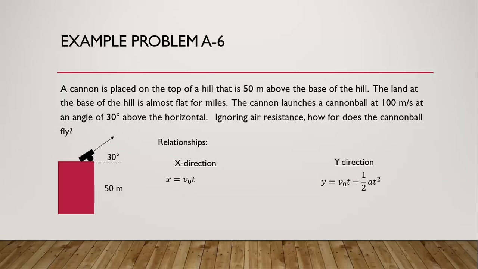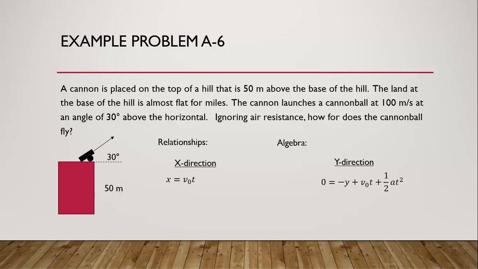The relationship I'm going to use in both of these is what I call the third toolbox equation, v initial t plus 1/2 at squared. The nice thing about the x direction is that a is 0, so that cancels out. Some inconvenient things about the y direction is that I end up with an equation that looks like this, and I want to solve for t. Unfortunately, this is a quadratic.